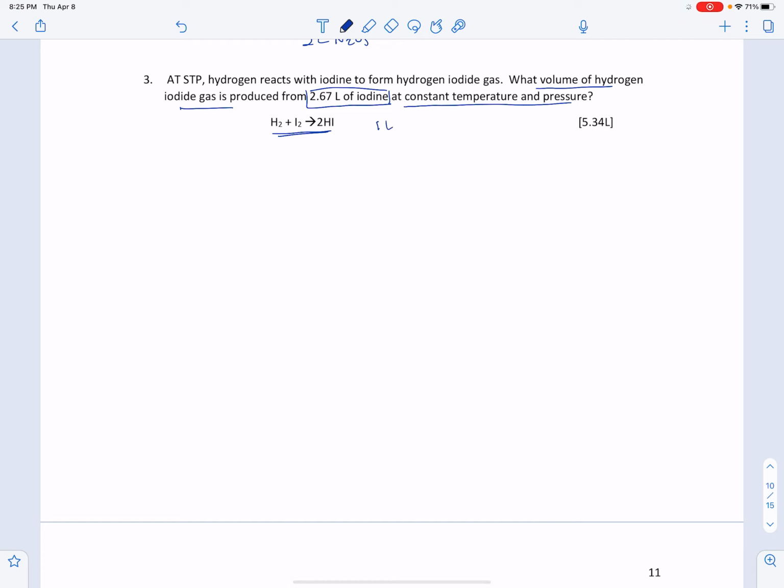You can say that 1 liter of H2 is proportional to 1 liter of I2, which is proportional to 2 liters of HI. So we're going to take 2.67 liters of iodine, and in 1 liter of iodine, we have 2 liters of HI. When you put that in your calculator, you're going to get 5.34 liters. Isn't that math so much easier?